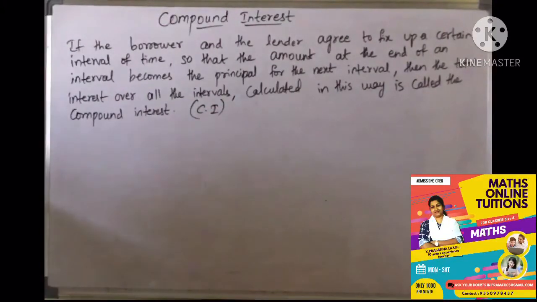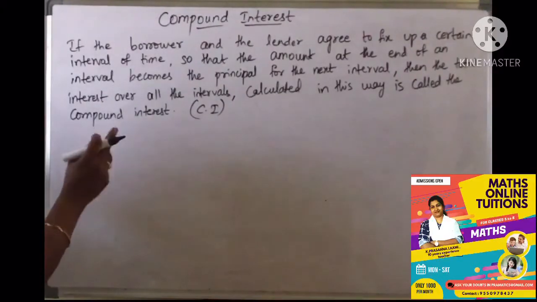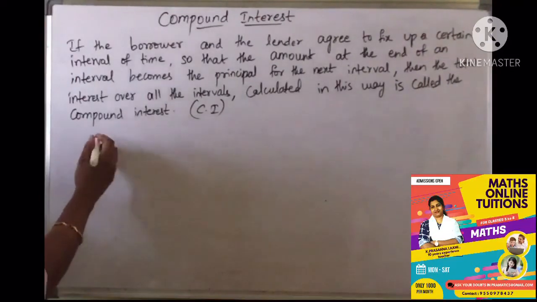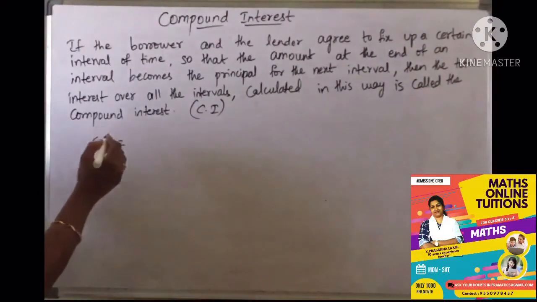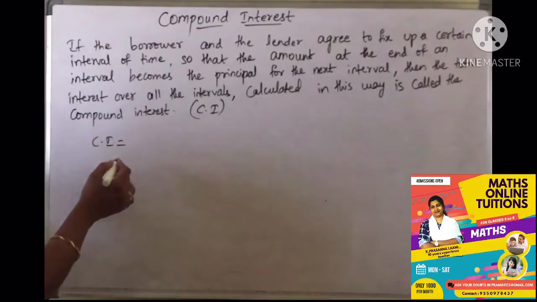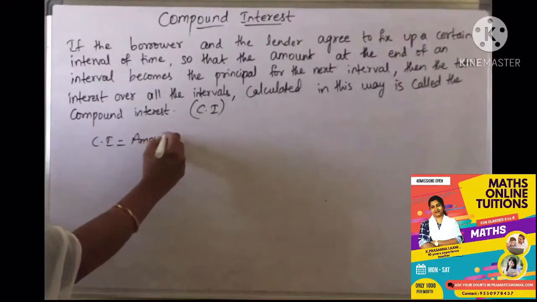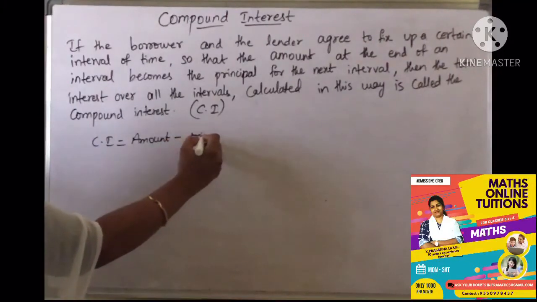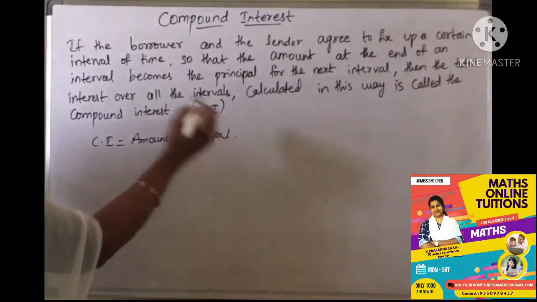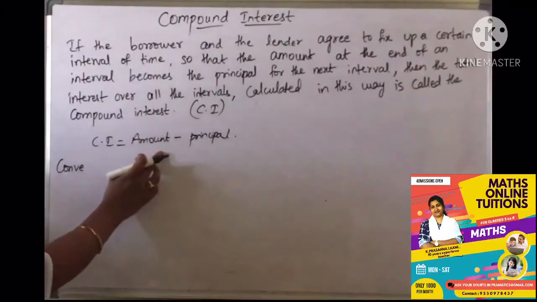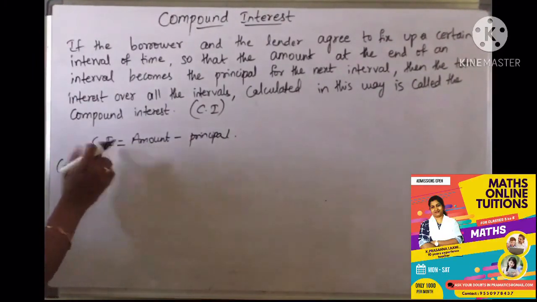Like simple interest is abbreviated as SI, compound interest is abbreviated as CI. So clearly, compound interest at the end of a certain specified period is equal to the difference between the amount at the end of the period and the original principal. That is, amount minus principal. Okay children, now I'll give an example based on this.